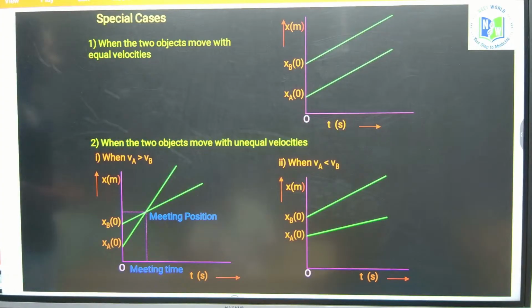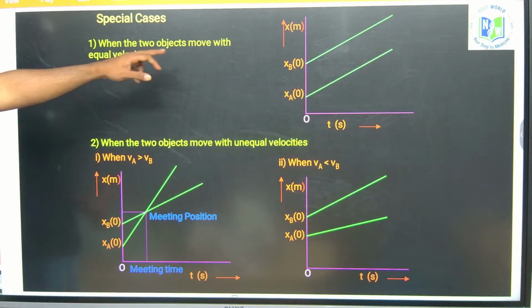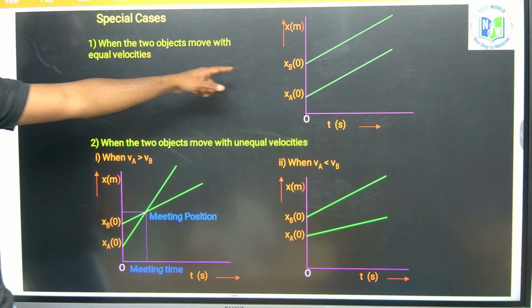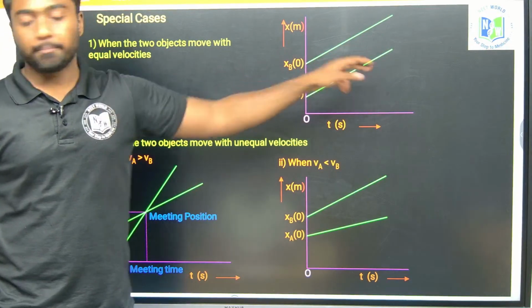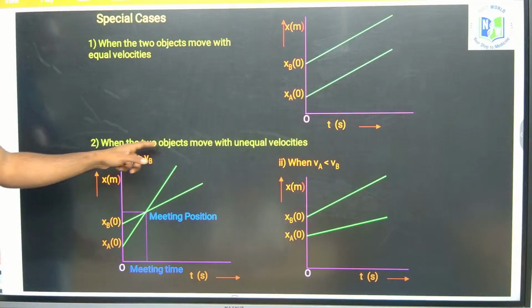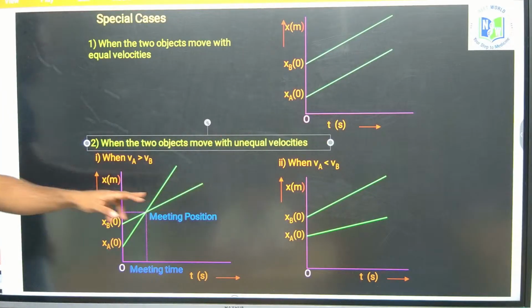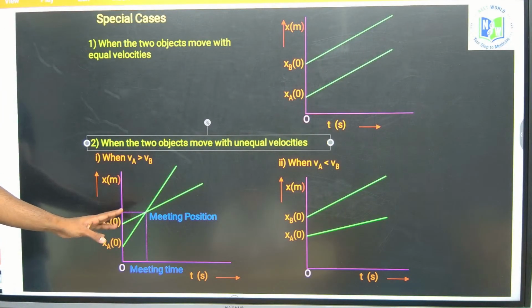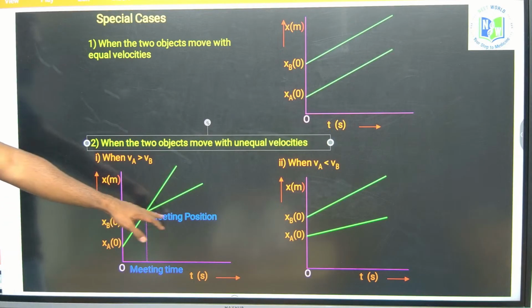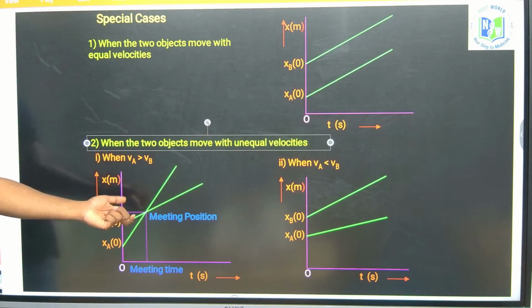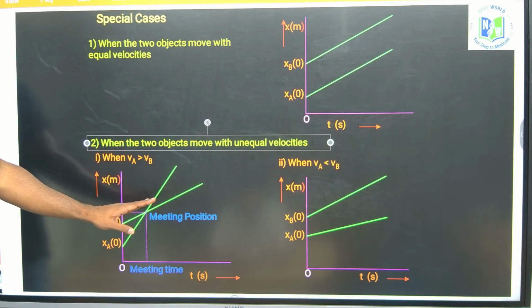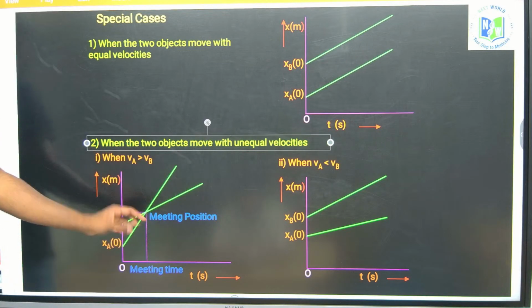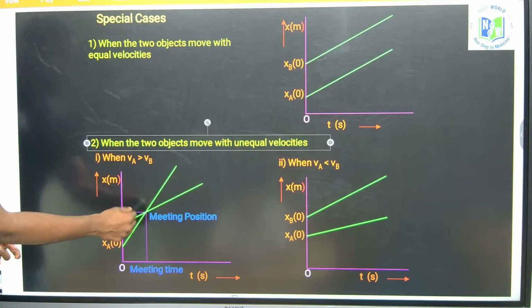So special cases. First one, when two objects move with equal velocity. Equal velocity means the slopes are equal. Then when the two objects move with unequal velocity, the slopes will be different over here. At some point the objects will meet, so this is the meeting position, we'll say.